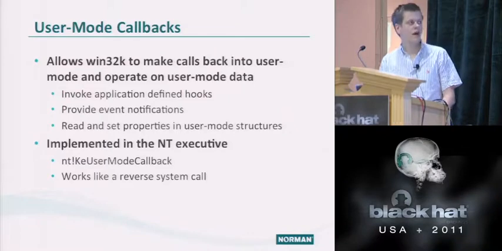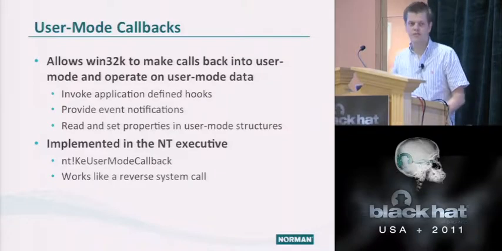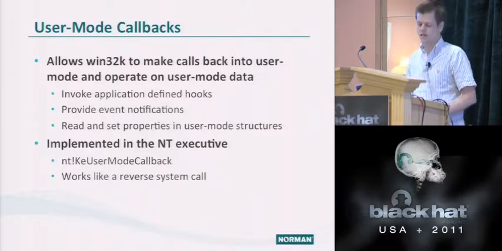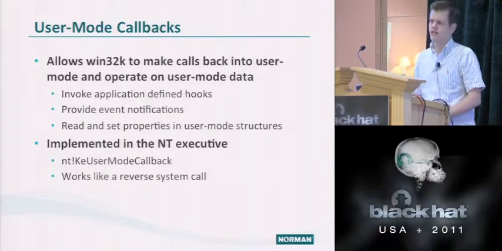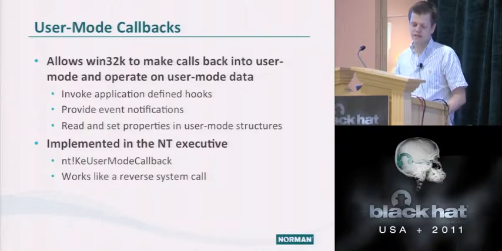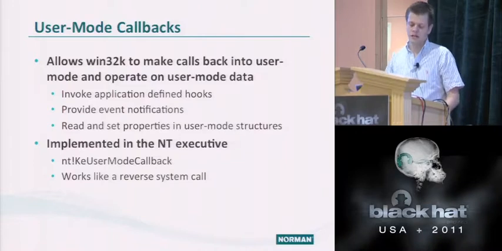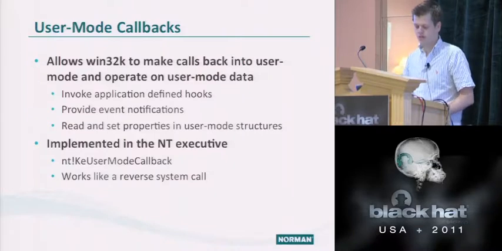So user mode callbacks allow Win32k to make calls back into user mode to operate on user mode data. And the reason it does this is to, for instance, invoke application-defined hooks, provide event notifications, or read and set properties in user mode structures. The mechanism itself is implemented in the NT executive, so there's an export that Win32k calls, and it's pretty much a reverse system call, so it's about the opposite of what you would expect for a system call.